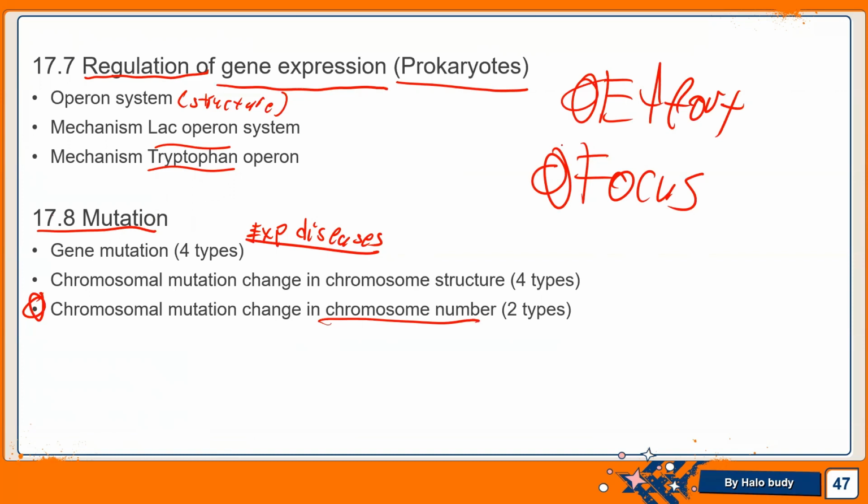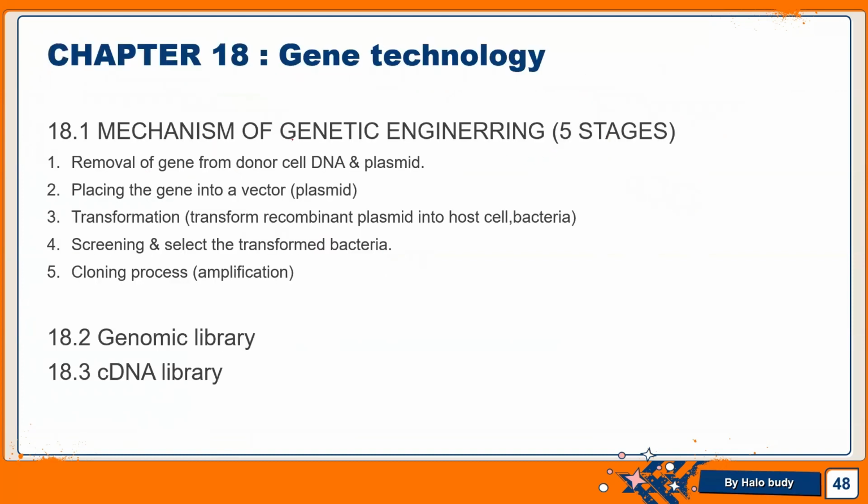Okay, next is chapter 5 to chapter 18, gene technology. Actually, it is genetic engineering, the mechanism of genetic engineering, yang paling penting. I think the mechanism of genetic engineering in SPM you already learned, but in SPM you just learn the surface only. In STPM you will learn very detailed. So there are 5 stages you have to learn.